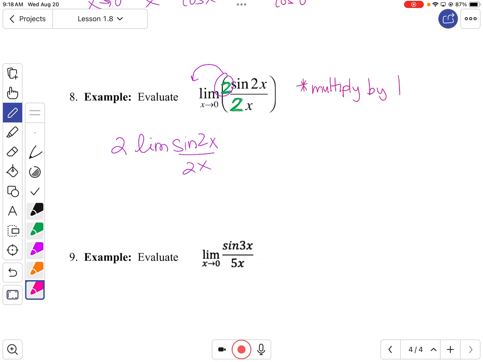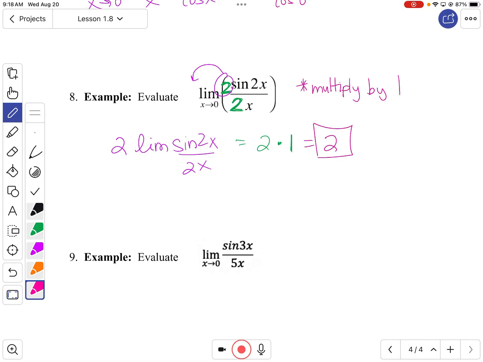And it doesn't change anything. 2 over 2 is equal to 1, okay? I pull the top coefficient out. So now I have 2 times that limit, okay? As long as the number inside the sine function matches the number in the denominator, we're good. That limit's equal to 1. What is 2 times 1? It is 2. Okay, so we have to balance it. All right, only works if it's the limit as x approaches 0. Okay, only works there.